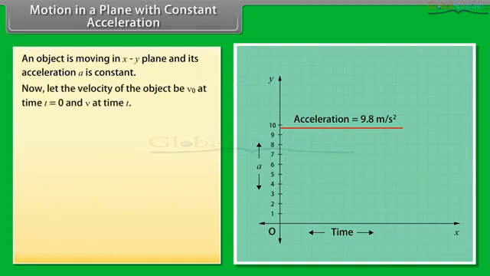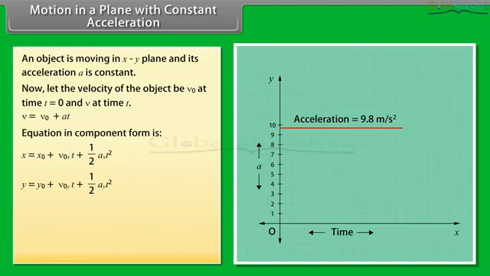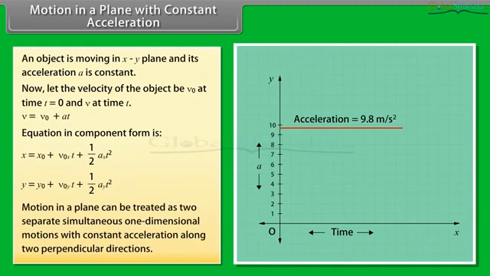Now, let the velocity of the object be v0 at time t equal to 0, and v at time t. v = v0 + at. This is the equation in component form. We conclude that motion in a plane can be treated as 2 separate simultaneous one-dimensional motions with constant acceleration along 2 perpendicular directions. These results are also valid for 3-dimensional motion.